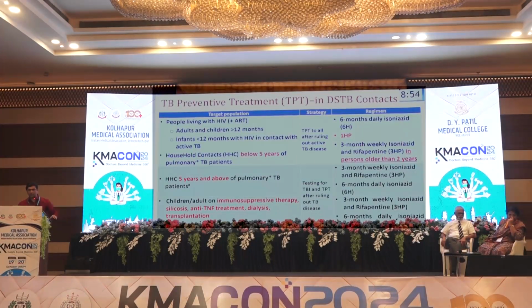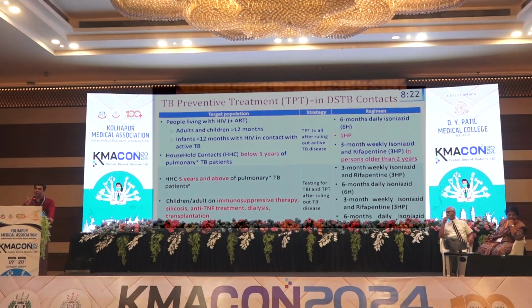In this slide, I would just like you to focus on the household contacts below 5 years and household contacts 5 years and above. For them, the first step obviously is ruling out TB. If there are no signs and symptoms of TB, or the TBI test is negative, then we can offer them TPT. The regimens available in the program are 6H and 3HP. The 6H drug, as we know, is a daily dose regimen given for 6 months.